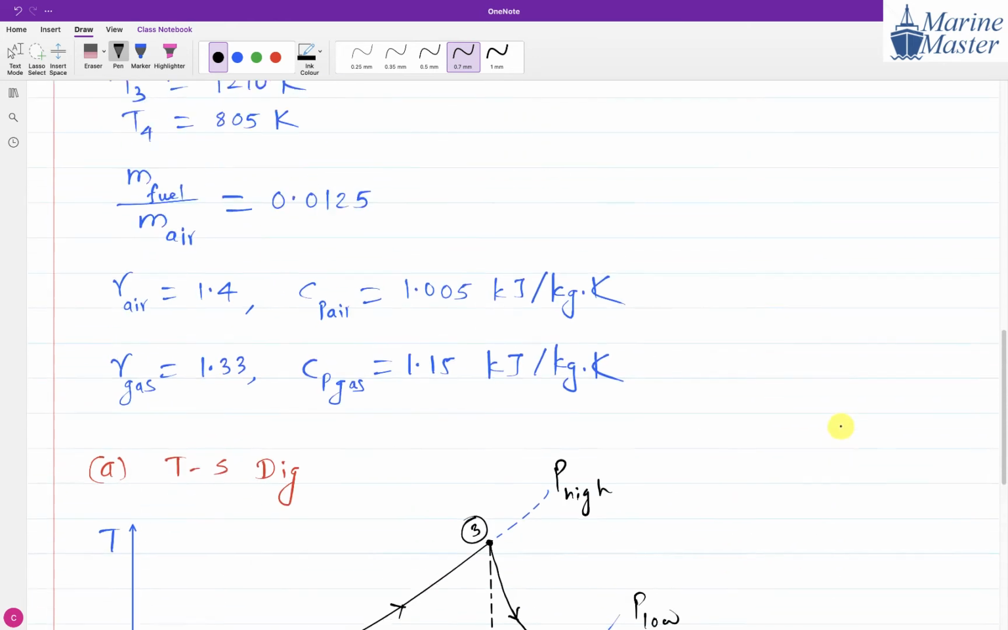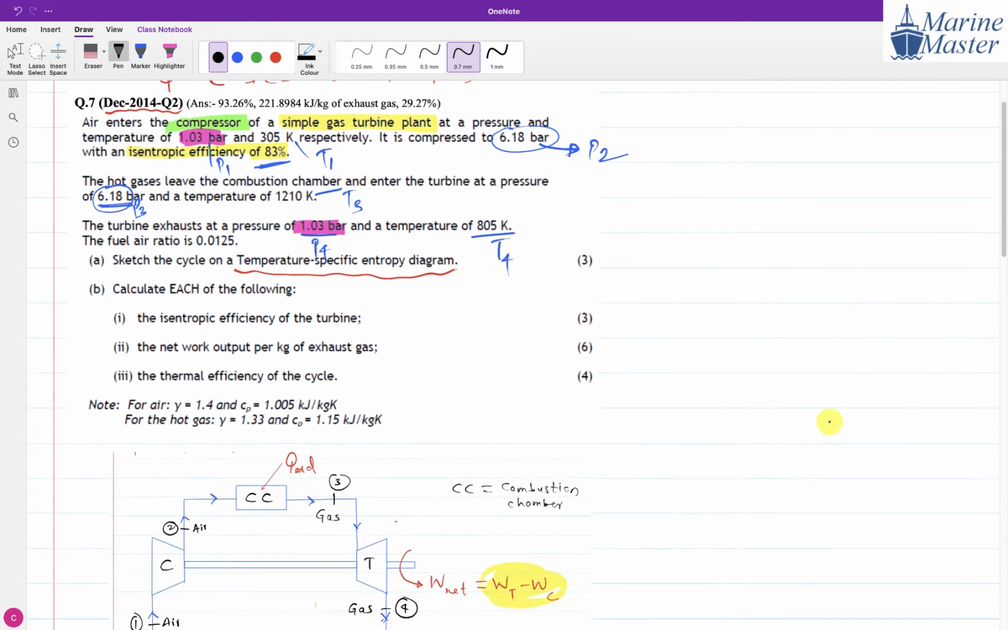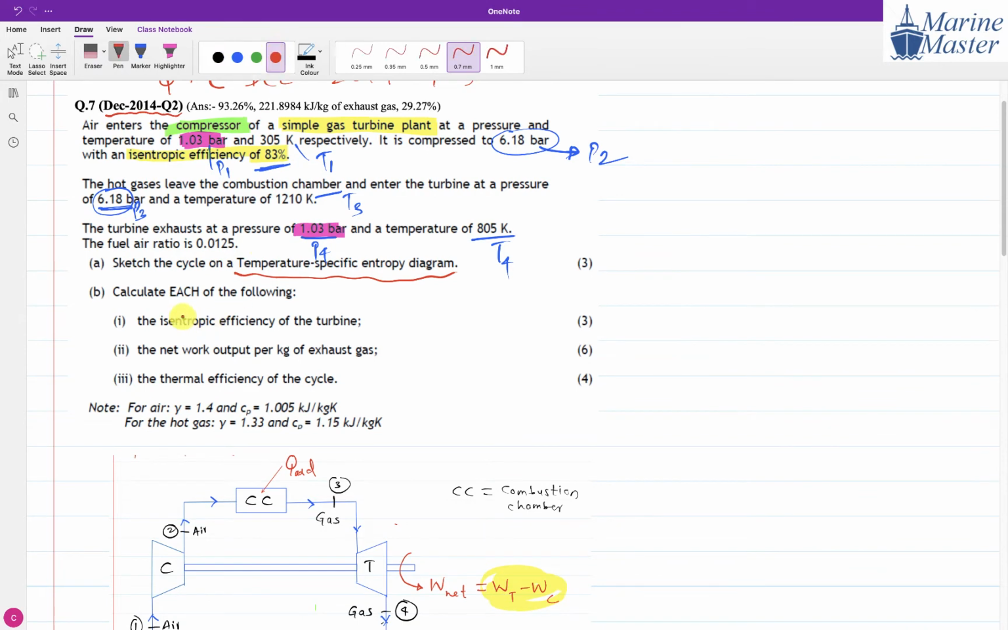After the TS diagram, what is our target in B's first part? What do we have to calculate? The isentropic efficiency of the turbine. Let me first erase all these things so that you do not get confused with all these points.